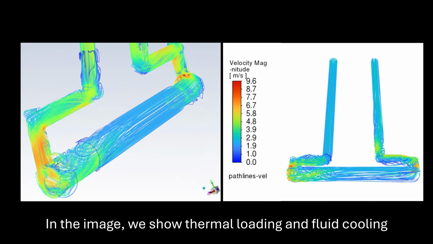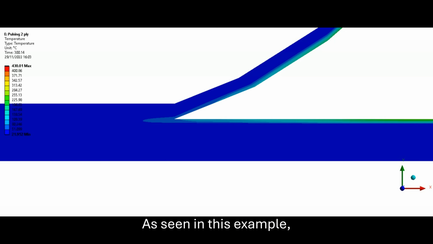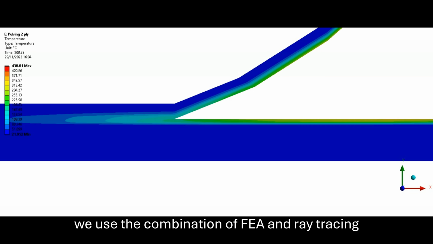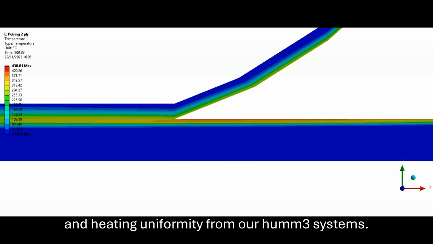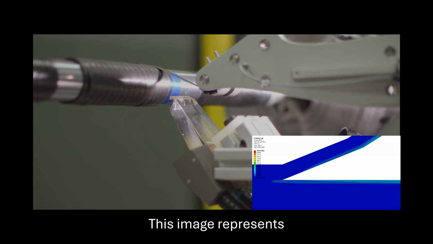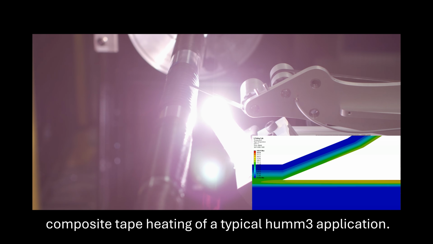In the image, we show thermal loading and fluid cooling of our flash lamp in a humm3 system. As seen in this example, we use a combination of FEA and ray tracing to optimize the processing temperature and heating uniformity from our humm3 systems. This image represents composite tape heating of a typical humm3 application.